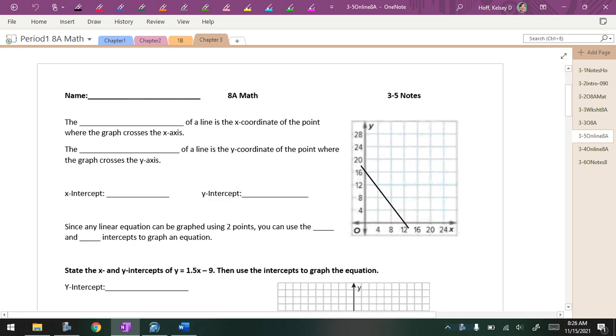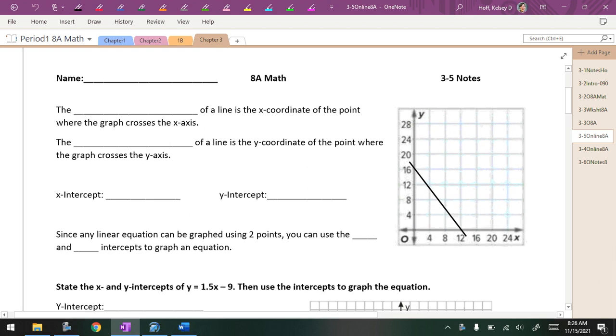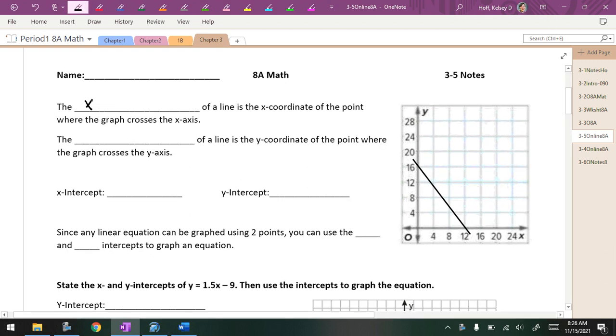Today we're going to learn about intercepts, okay? The x-intercept is the point where the graph crosses the x-axis. X-intercept, x-axis. The y-intercept of a line is the y-coordinate of where it crosses the y-axis. Nothing tricky, okay? Biggest thing to remember is x is your horizontal axis.